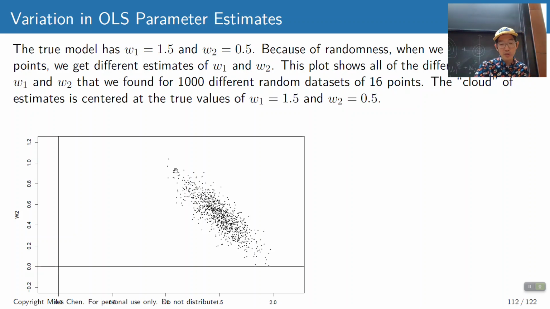I got values as low as W1 having a coefficient of 1.0 and W2 having a coefficient of 1.0 or something, right? So this is just a cloud of different W1 and W2 values I could get based on just the random data set that I generated, okay? We know the true values are around here, but again, because of randomness, sometimes my coefficient estimates are up here, sometimes down here, sometimes over here, okay?